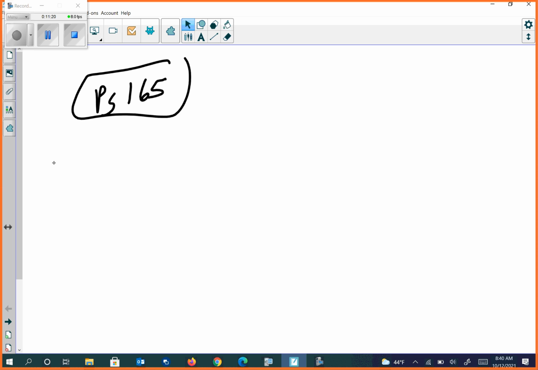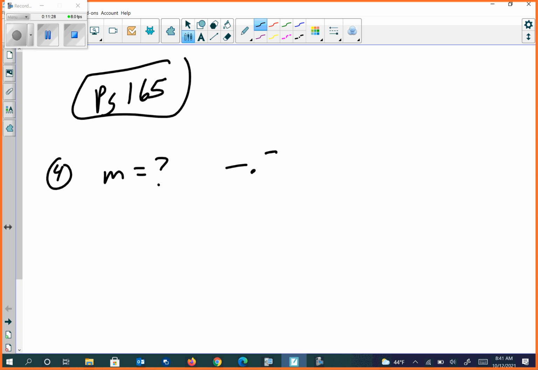So problem number 4, it wants to know what our slope really says, which is negative 0.35. So this is a negative slope. This means that we have a decrease in unemployment.